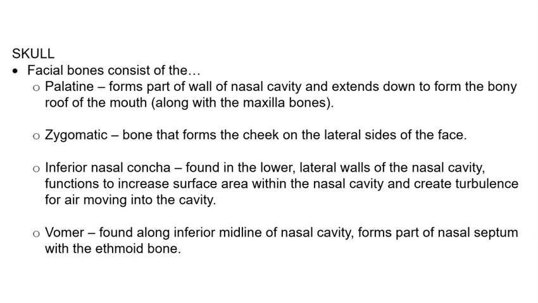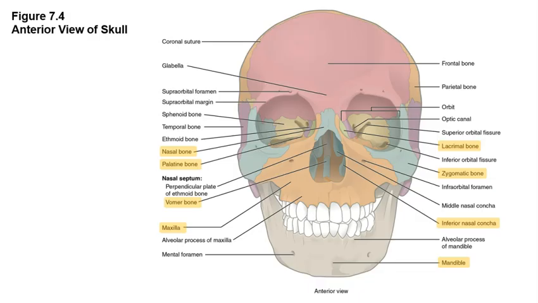The vomer bone, which is also found within the nasal cavity, is found along the inferior midline of the nasal cavity. It forms part of the nasal septum with the ethmoid bone. Figure 7.4 highlights the facial bones that are seen from an anterior view of the skull. The nasal bones form the bony bridge of the nose situated between the maxilla and the frontal bone.